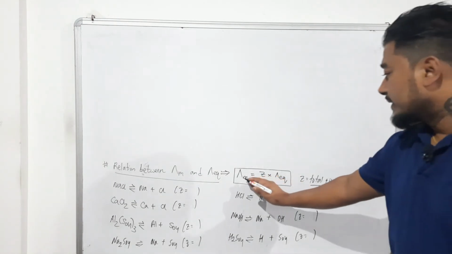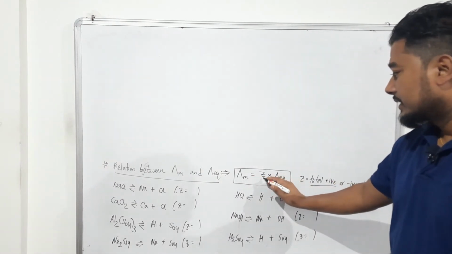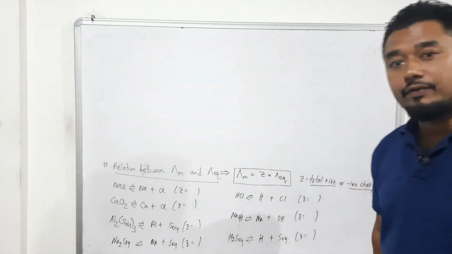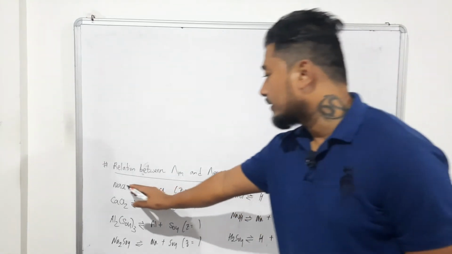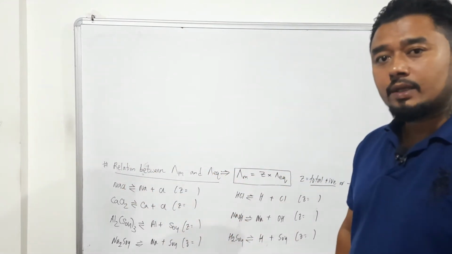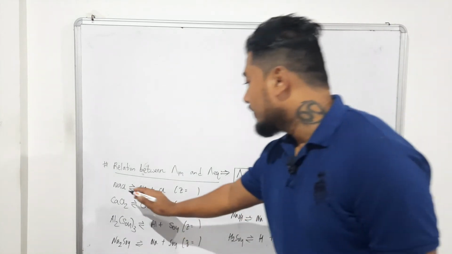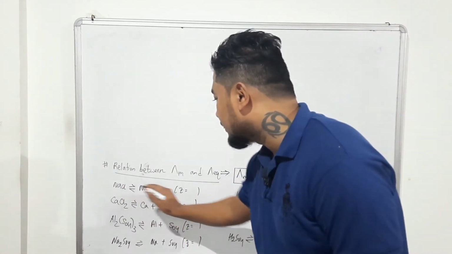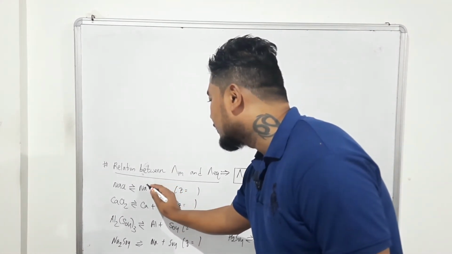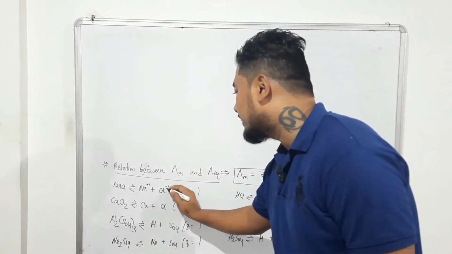So that means lambda m and lambda eq differ by z. So z means total positive or negative charge. So let us see how to find z first then. You can see here one compound I have given here is sodium chloride, which is a salt. Sodium chloride is a salt. And when you break it, this is your sodium, this is your chlorine. You all know the valency of sodium is +1 and chlorine is -1.